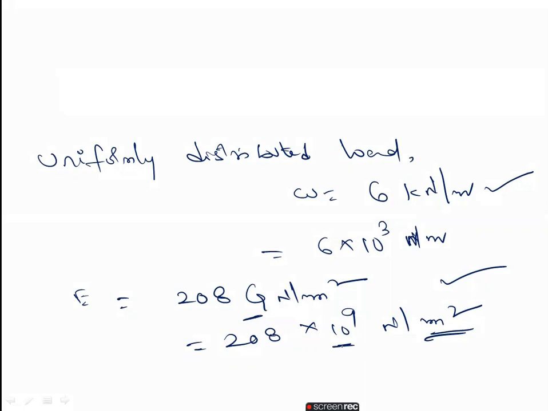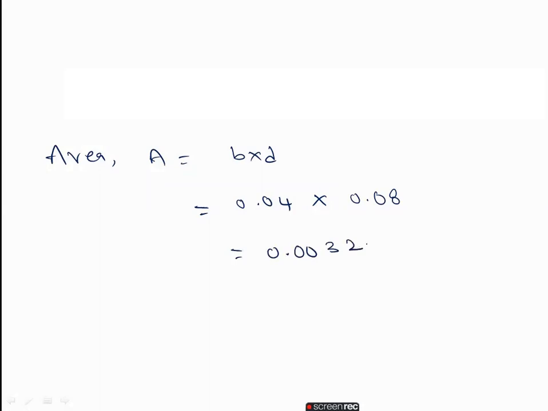First of all, you have to calculate the area and also the moment of inertia. Now we will calculate the area. Area A equal to B into D. B is the given 0.04. D is the given 0.08. So the answer is 0.0032 meters square. This is the area calculation. We know B and D in terms of meters, so once you substitute here, you will get the area.